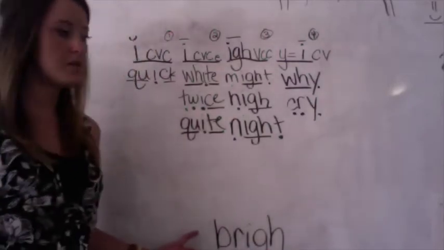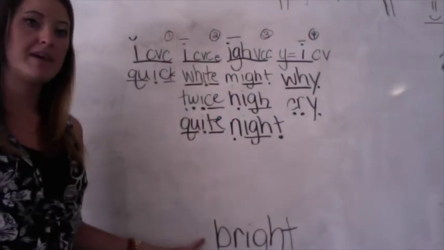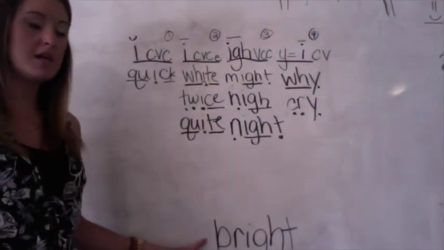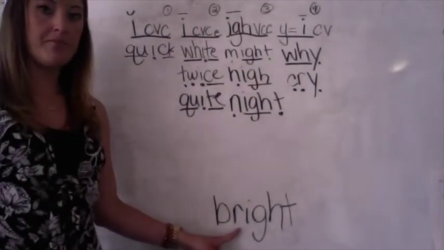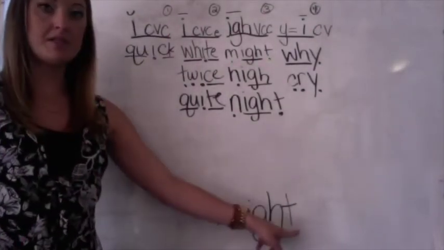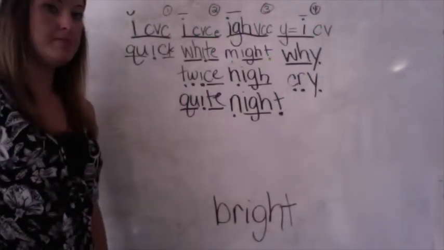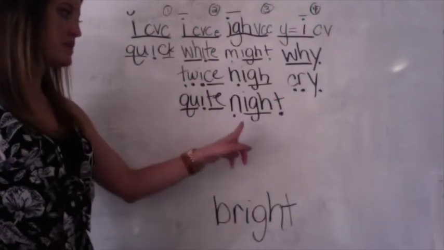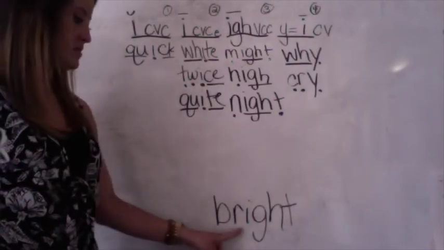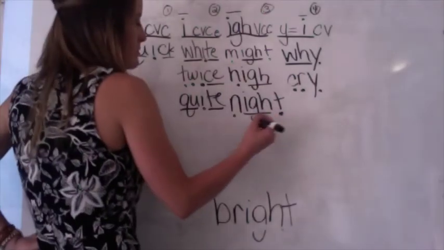Our next word is the word bright. Say bright. Now let's say the sounds of bright. B. I. T. Bright. Where does bright go? You are right. Bright goes under night. These 3 letters together say I. Let's say and write bright under column 3.